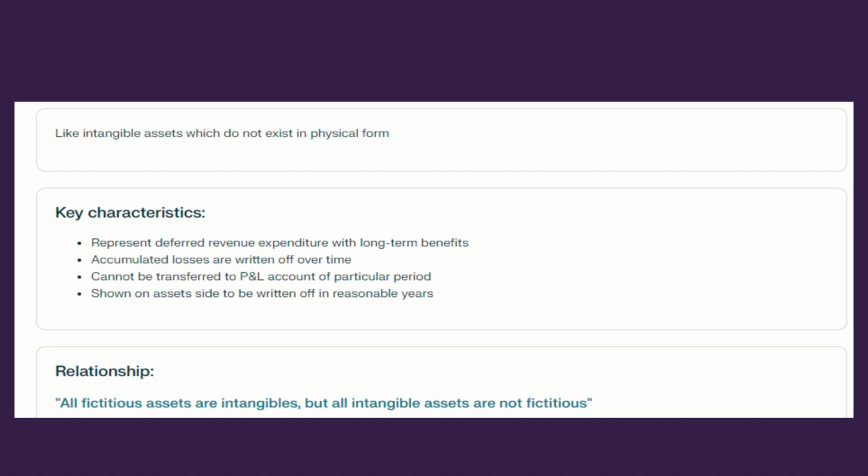Fictitious assets are like intangible assets, which do not exist in physical form. They represent deferred revenue expenditure, whose benefit is derived over a long period of time. Accumulated losses are also considered fictitious assets, as they are written off over a period of time. Their balance sheet treatment is as follows. These are items which cannot be transferred to P&L account of a particular period. Thus, these are shown on assets side of the balance sheet to be written off to P&L account in reasonable years. Their relationship to intangibles: all fictitious assets are intangibles, but all intangible assets are not fictitious.